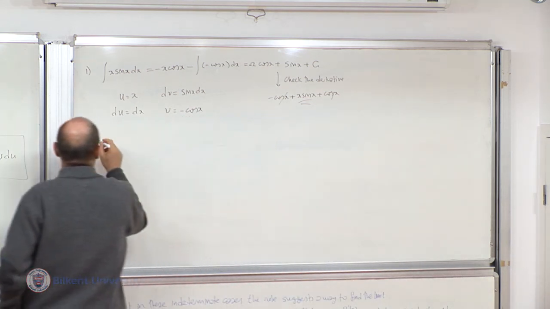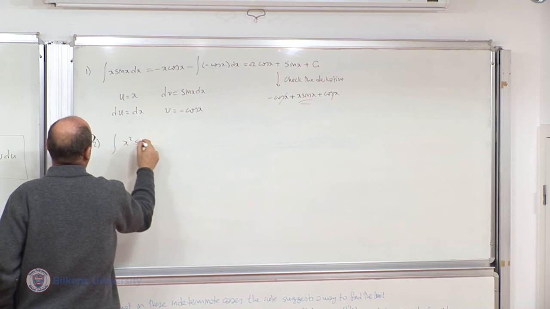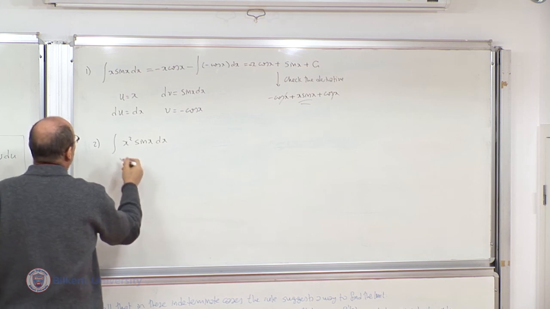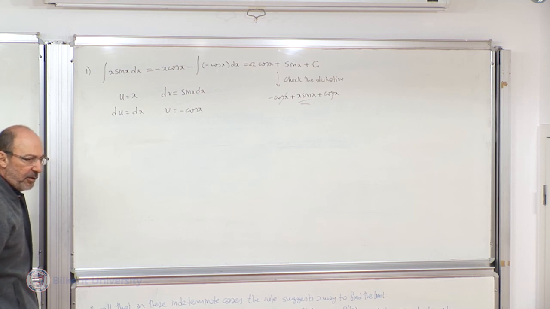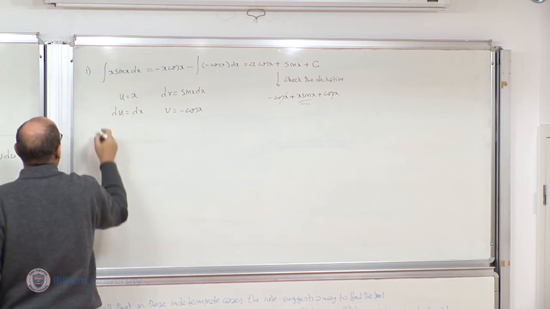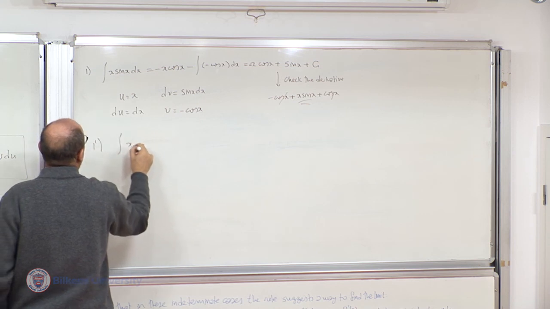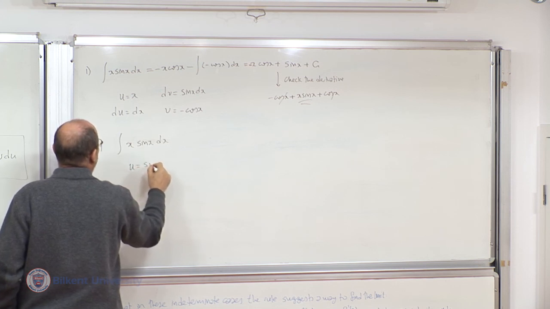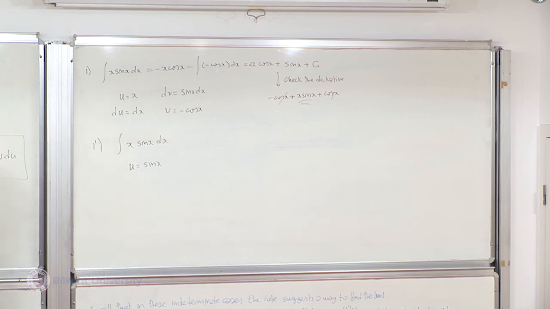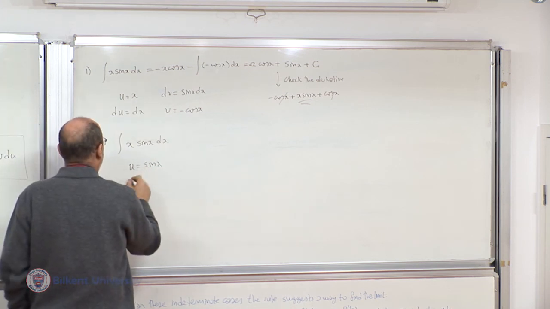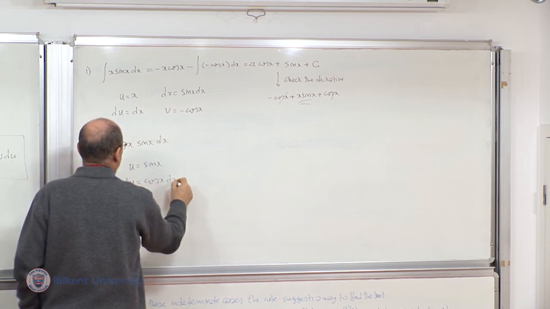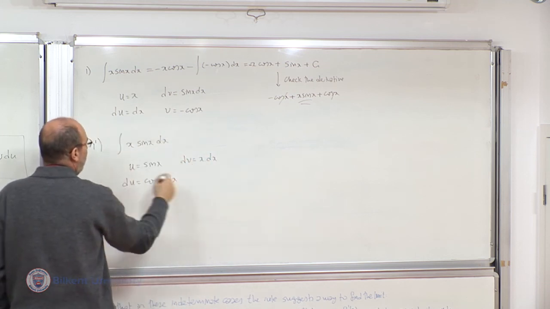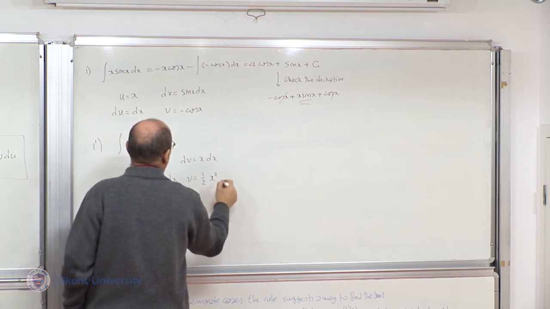So let's see what happens if you take the integral of x squared sine x dx. Okay, so I try again. Let me do the same integral with the other choices, because how do you magically choose these things? So let's say the integral of x sine x dx. This time I say let u be sine x, because I can also understand sine x, derivative, etc. So du is cosine x dx. And dv is x dx, what remains. And v is 1 over 2 x squared.